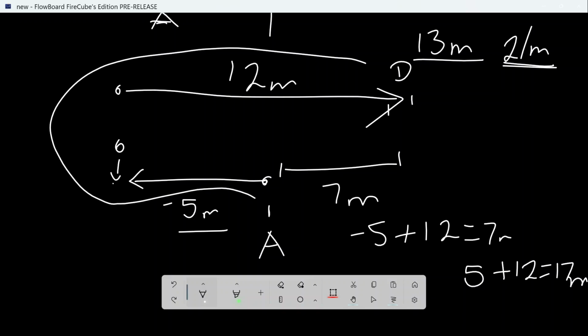But what's the displacement? Well, the ball is right here. The displacement will be how far away it is from the starting point. How far is it? It's just positive 7 meters from the starting point. And that's the difference between distance and displacement.